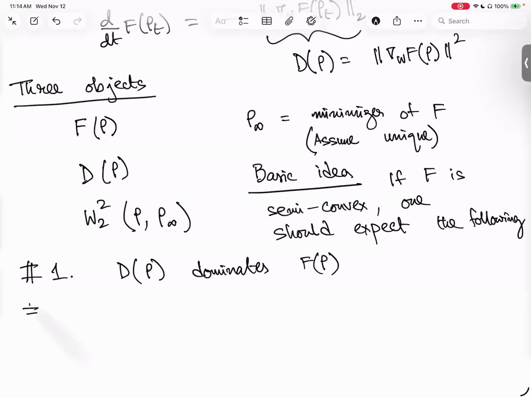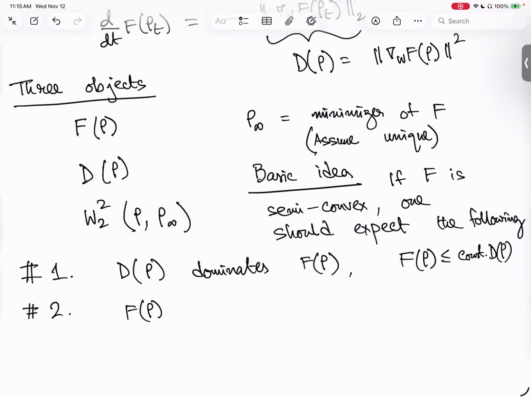Two, F of rho. What does that mean? It just means that F of rho will be less than or equal to some constant times D of rho. That's what it means. It's dominated by this.